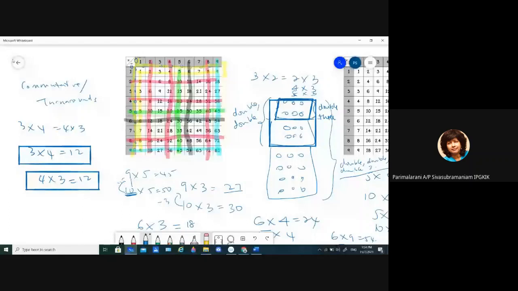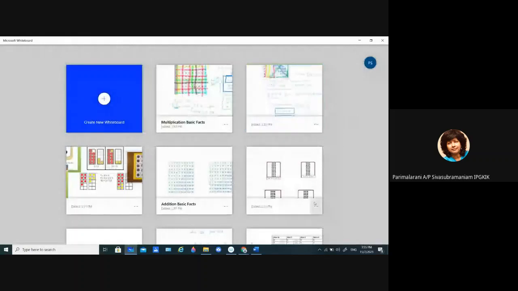You can use any strategy. Some children have their own strategies. It is okay to use their own strategies as long as they can memorize and remember all the basic facts. You can also use strategies like chunking, like what they told you earlier. But whatever you do, try to go systematically.